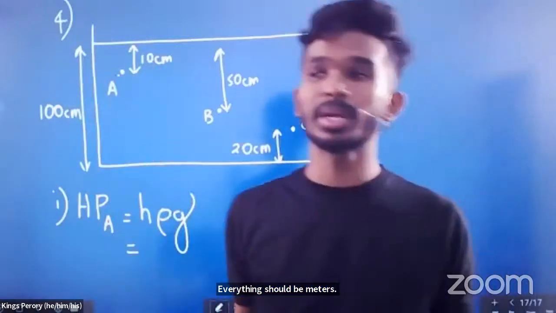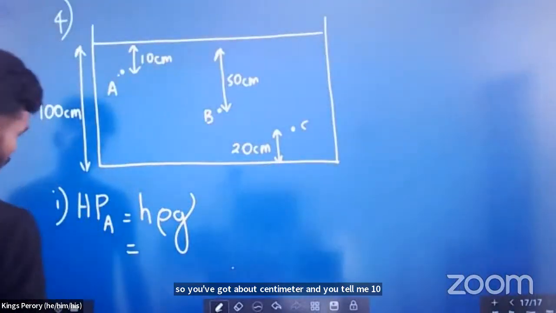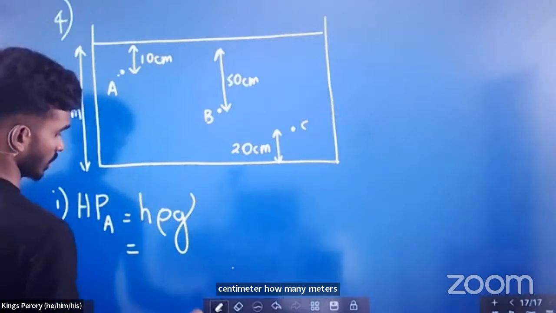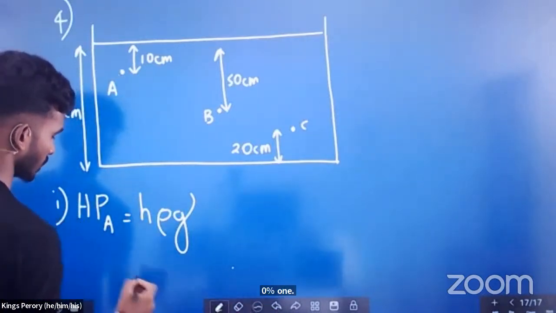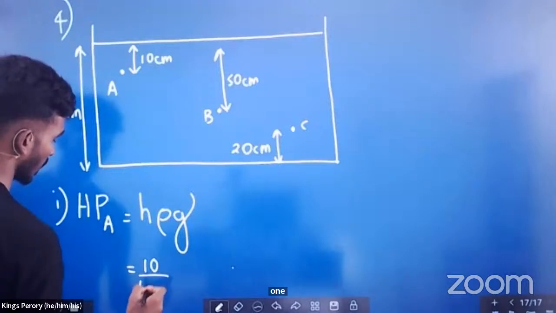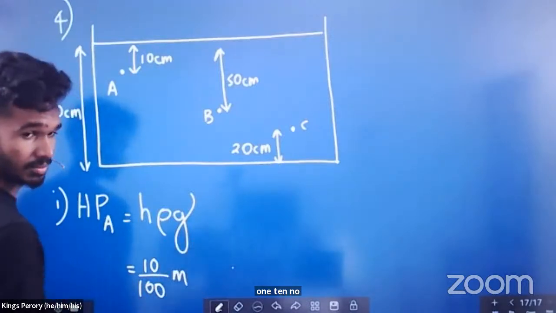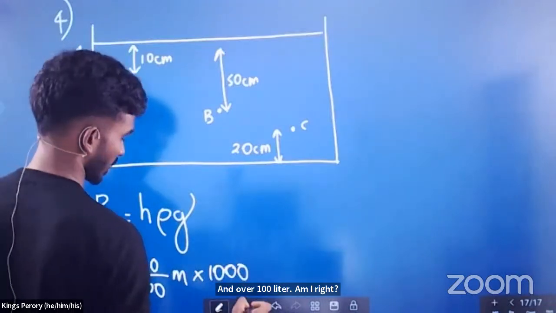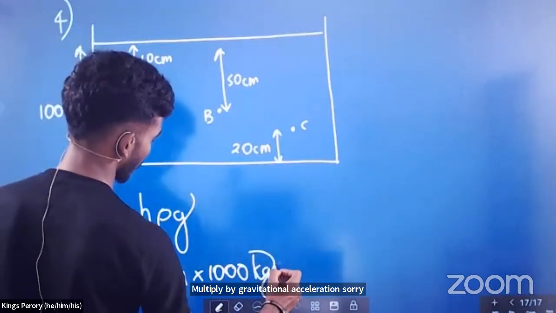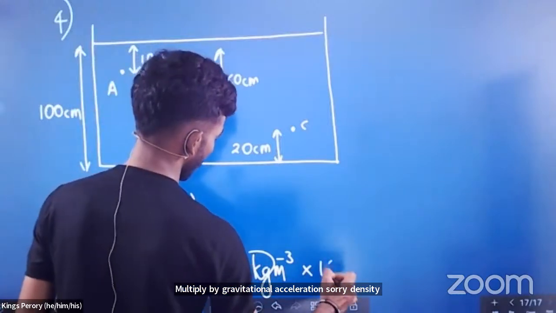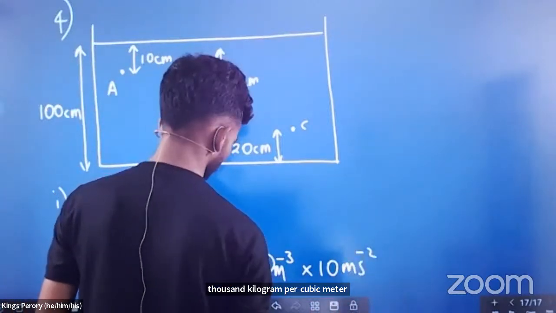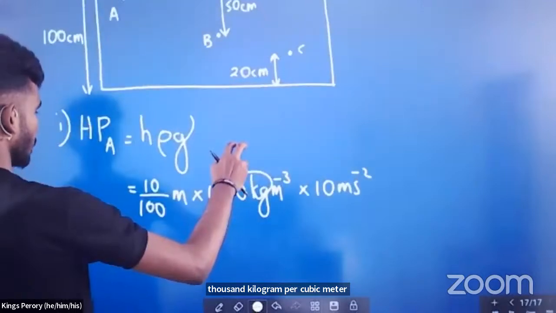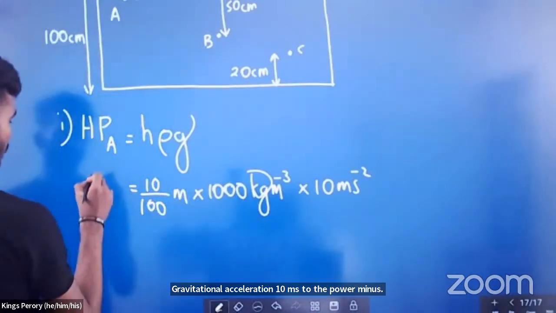Tell me, 10 centimeter, how many meters? 0.1, divide by 100. So 10 over 100 meters, multiplied by density 1000 kilogram per cubic meter, and gravitational acceleration 10 m s to the power minus 2.